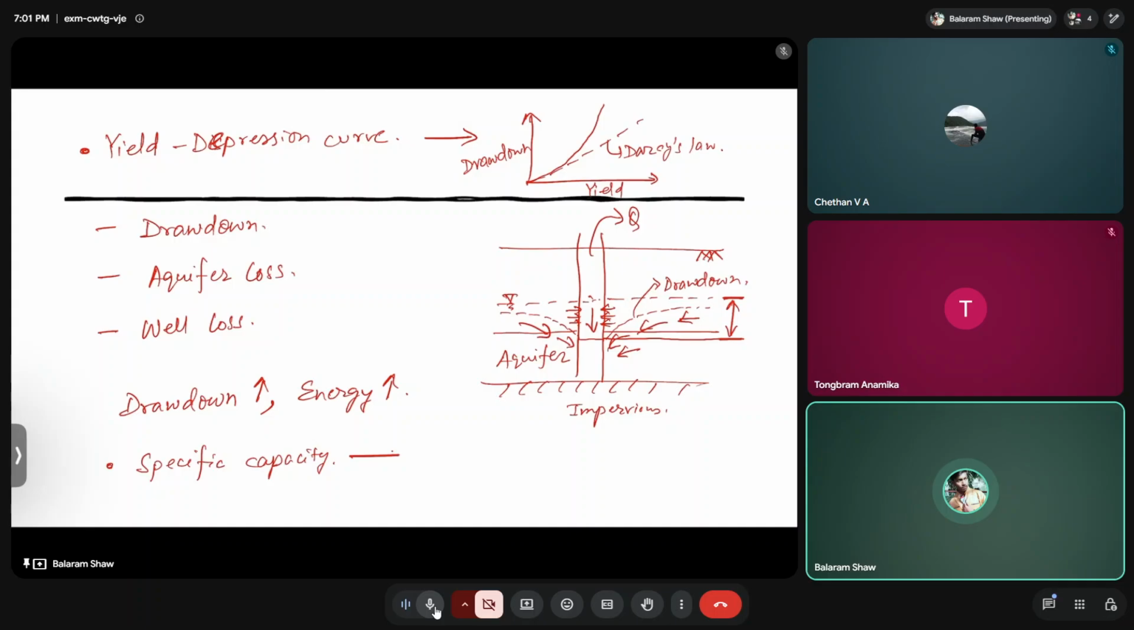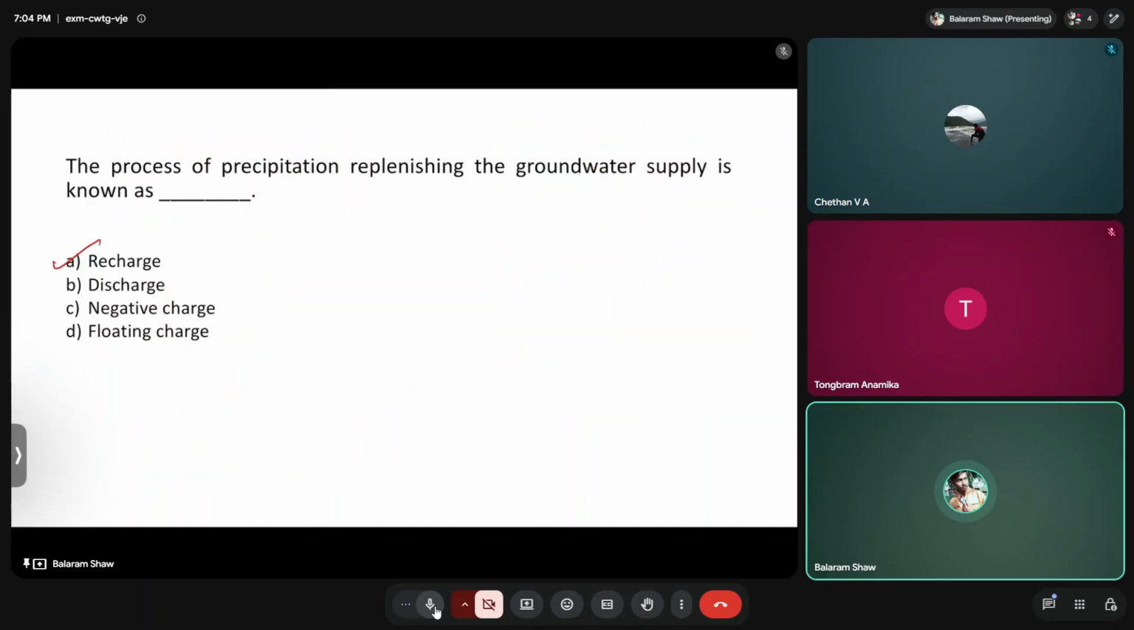Okay, this might be the question from previous things. We have seen the process of precipitation which replenishes the groundwater supply is known as. So we have precipitation, we know what is precipitation. Now using that precipitation, the groundwater supply is getting replenished. This means more water is getting added into the groundwater. This process is called as, we know this, right? This process is called as recharge. So the correct answer is A. Okay, so we'll move to the next question.